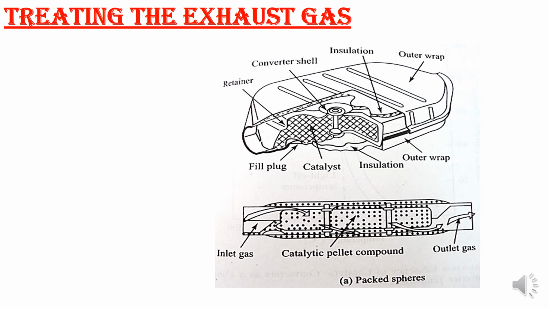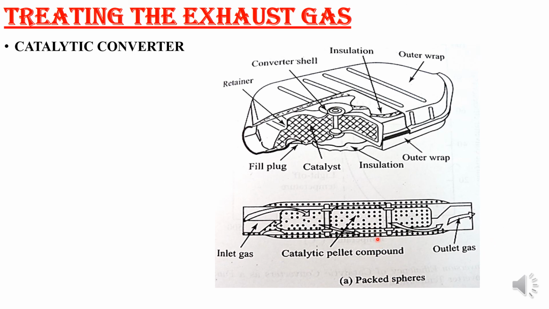Next, we have the catalytic converter, which we find nowadays in most cars. The function of a catalytic converter is to treat the exhaust gas and convert it into harmless gases. From harmful gas, we have to convert it into harmless gas. All the exhaust gas must pass through this catalytic converter, which is located in the exhaust system, between the exhaust inlet and exhaust outlet.